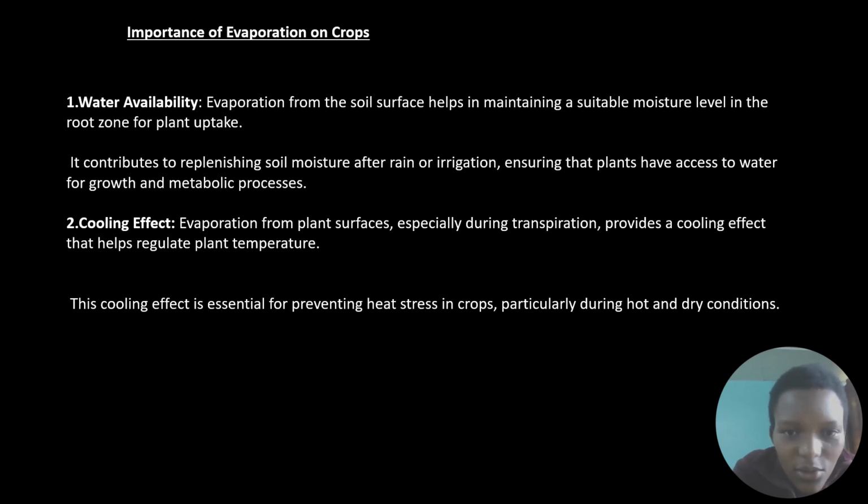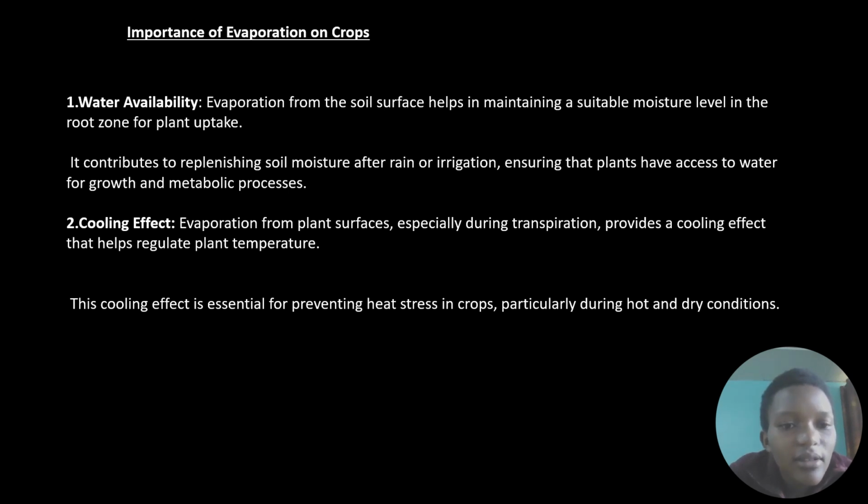The importance of evaporation on crops. First, water availability. Evaporation from the soil surface helps in maintaining a suitable moisture level in the root zone for plant uptake. It contributes to replenishing soil moisture after rain or irrigation, ensuring that plants have access to water for growth and metabolic processes.